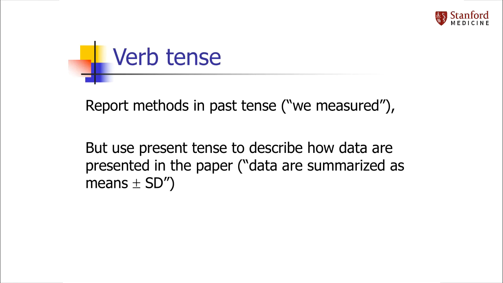The verb tense for the methods section is exactly the same as in the results section. You're going to report methods that are already completed in the past tense because they are already done. So we measured, we enrolled, we analyzed, and so on.